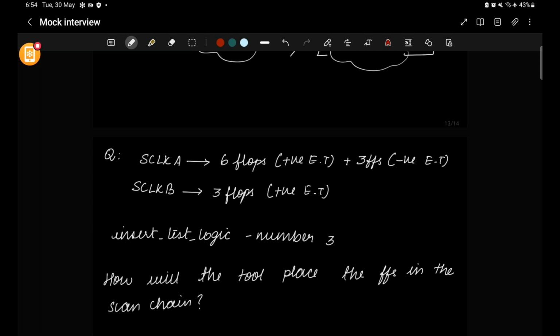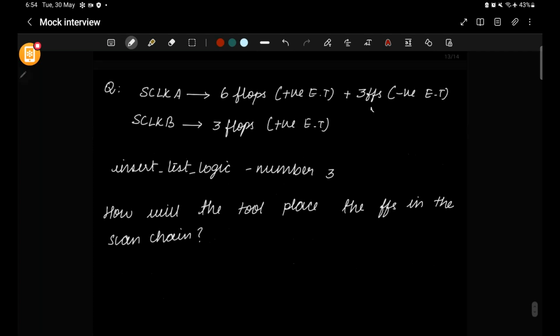Yeah, ma'am. First, the negative edge triggered flops for scan clock A are placed first, and afterwards the 6 positive edge triggered flops, and after that scan clock B's 3 flops. These 3 negative edge triggered flops it is placing first, then these flops, and then these flops. Correct? Yeah, ma'am. Correct, ma'am.